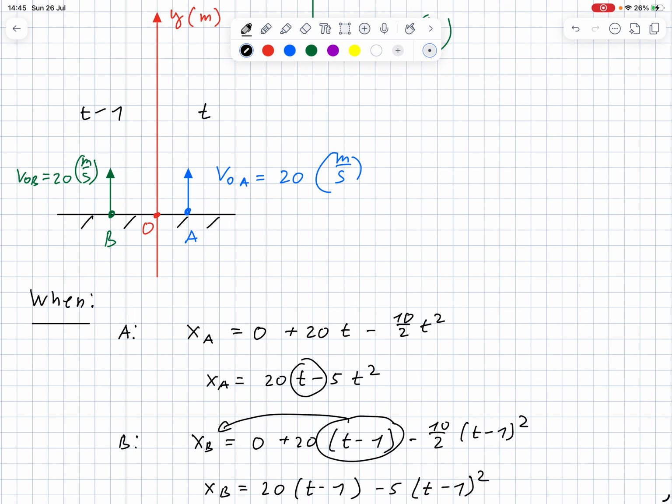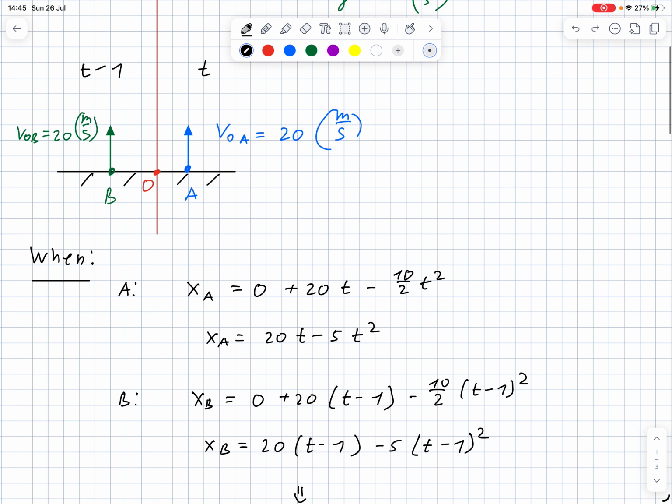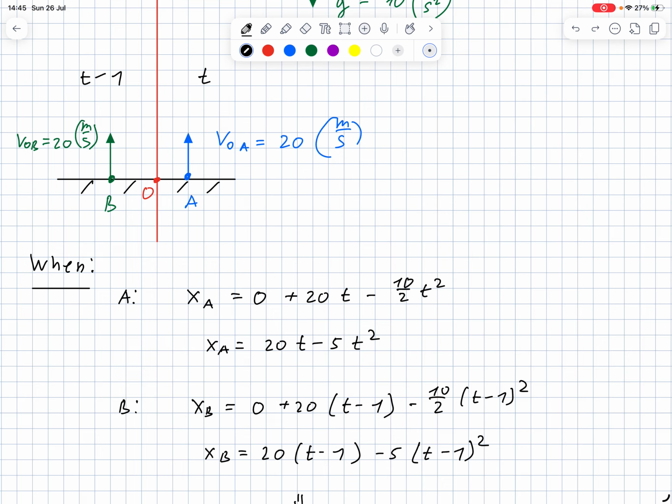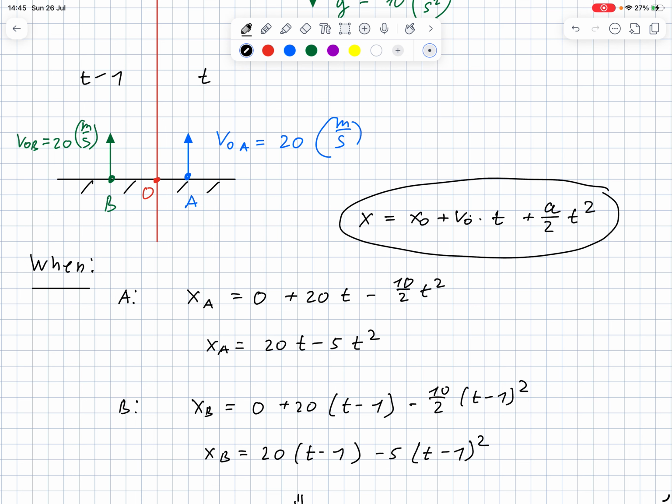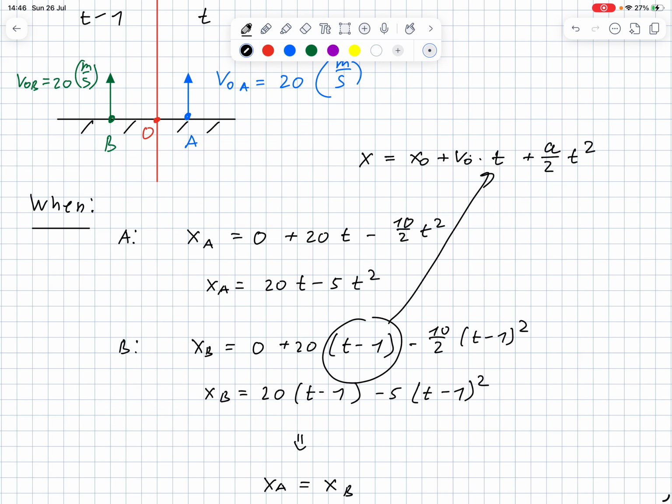So what is the question? We need to find when and where those objects have the same position. To answer this, we will create a position function for both objects A and B. We're going to use this formula: x0 plus v0 times t, initial position plus initial velocity times t, plus acceleration divided by 2 times t squared. For both objects, we use this formula. However, because object B starts to travel 1 second after object A, we will use t minus 1 instead of t in this formula.